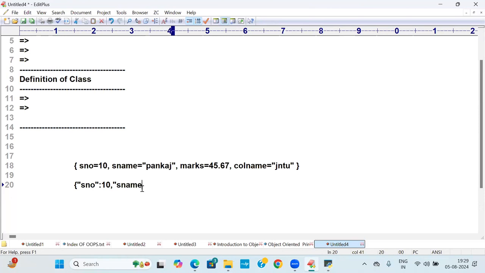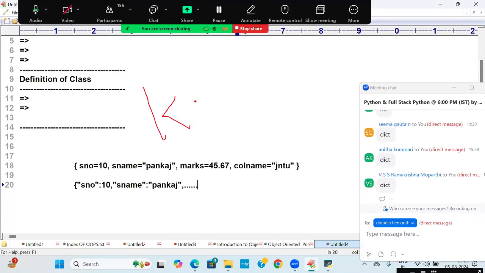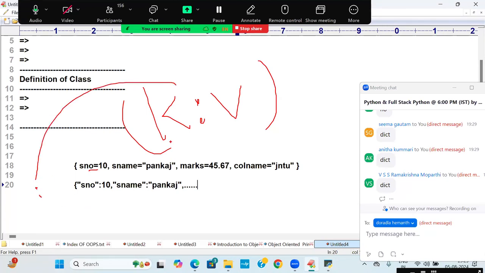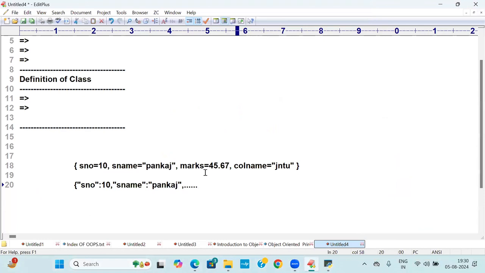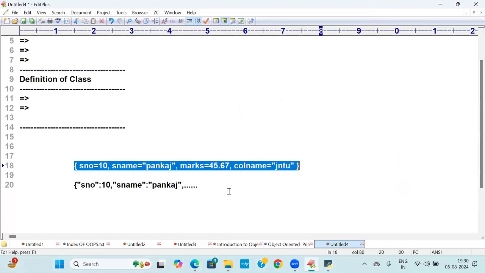Okay. Name colon what? Pankaj. So like this. You got it. Like that, we are organizing the data in the form of key colon value. This is a colon. And you did not see the colon, and you completely forget about the colon. Where is the colon used in Python? Number one, to separate key and value pair. Number two, used in indentation symbol. Understood?